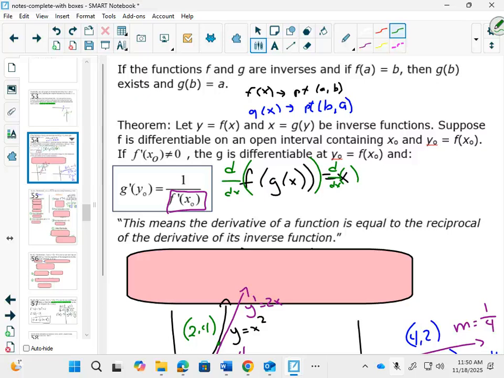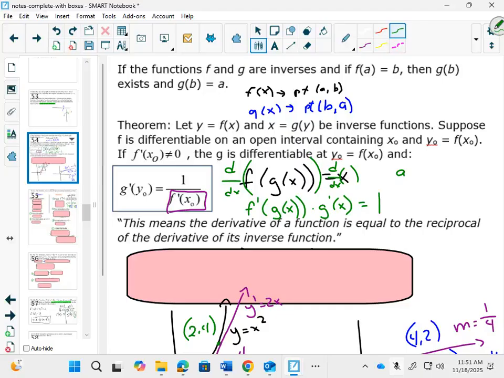If we talk through our chain rule, what do we do? We do the derivative of the outside function, keep the inside the same, and multiply by the derivative of the inside function. So writing that out, I would have the derivative of my outside function, keep the inside the same, and then multiply by the derivative of the inside function. And the other side will be equal to 1.